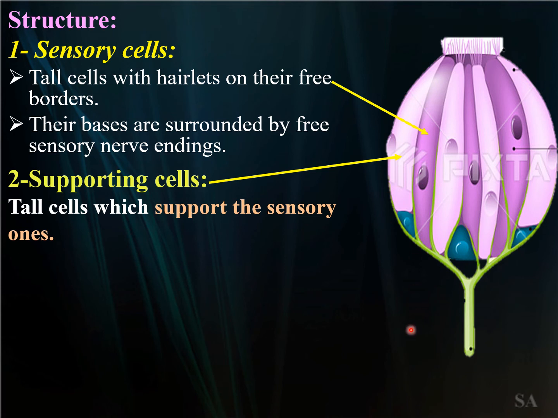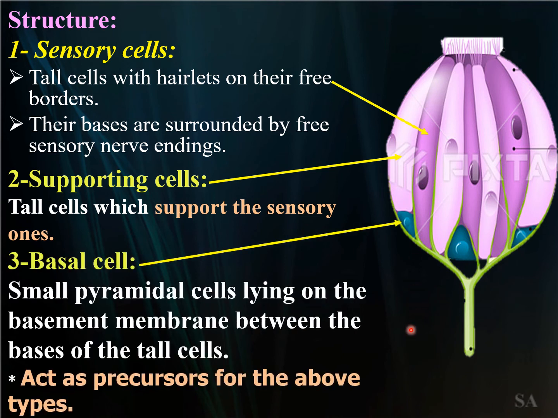The third type is the basal cell, which is pyramidal and short, present on the basement membrane between the bases of the sensory and supporting cells. These basal cells act as precursors for the above two types.